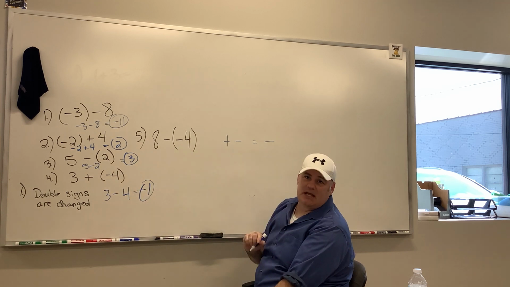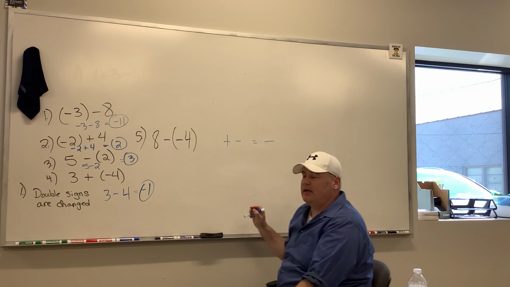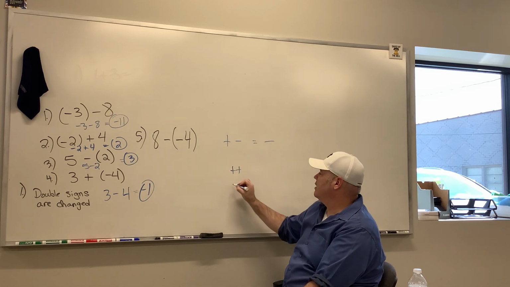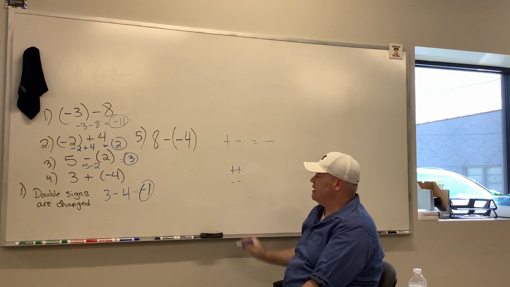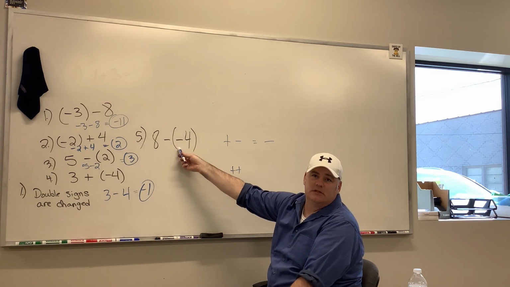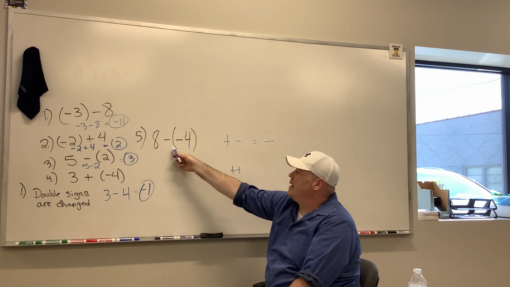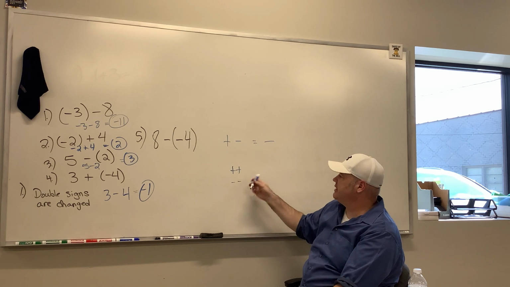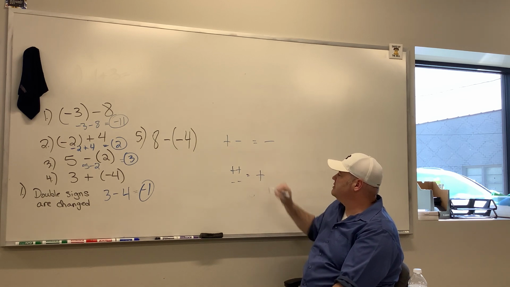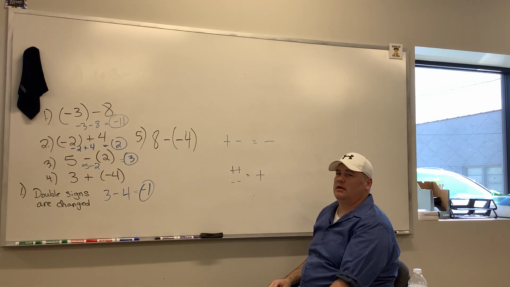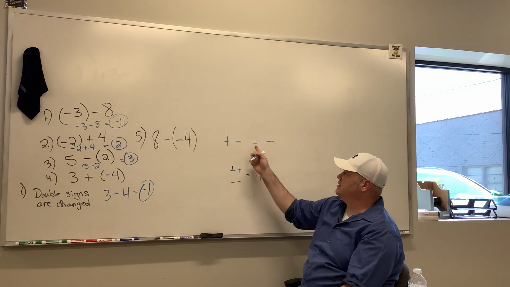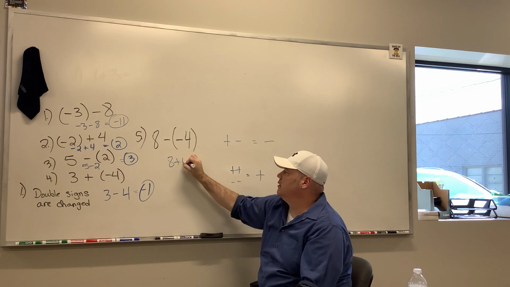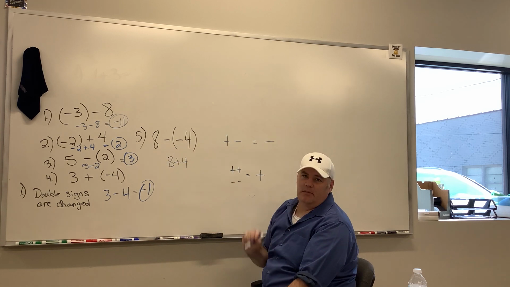If it's the same sign, okay, that can either be a plus plus, or that could be a minus minus. And that's what this one is. It's a minus minus. Okay? If they're the same, if they're plus plus or minus minus, the whole thing becomes positive. Okay? So as opposed to this one that became a negative, this one's going to become a positive. 8 plus 4. Those two negatives become a positive here.